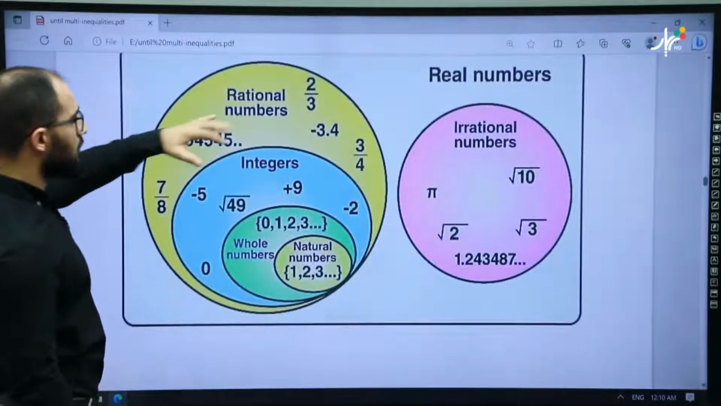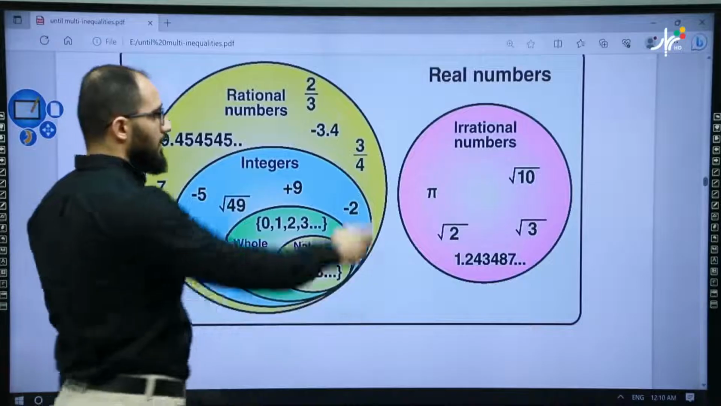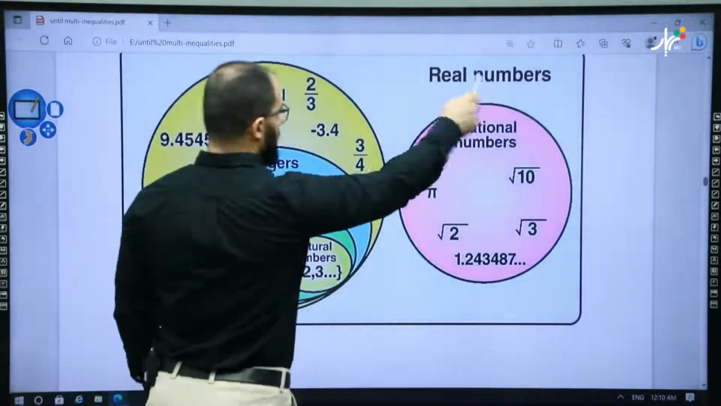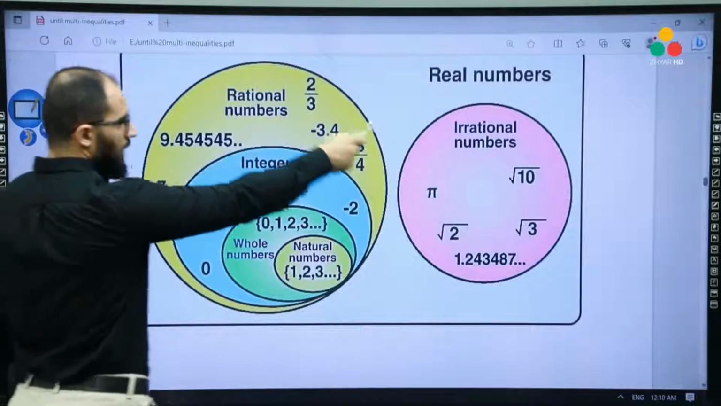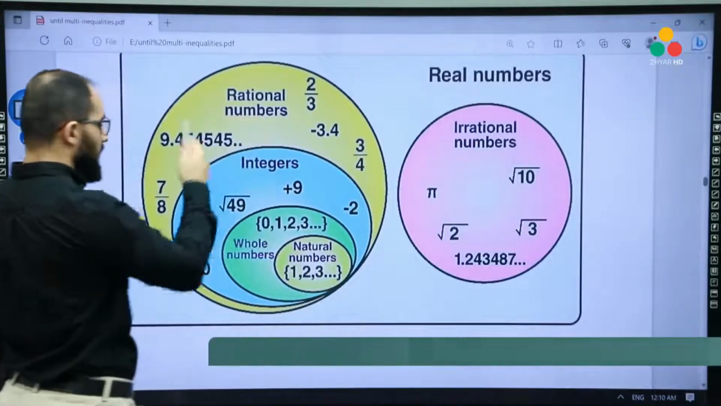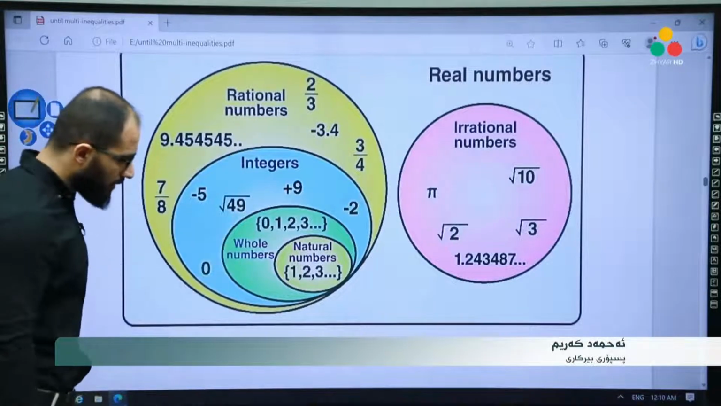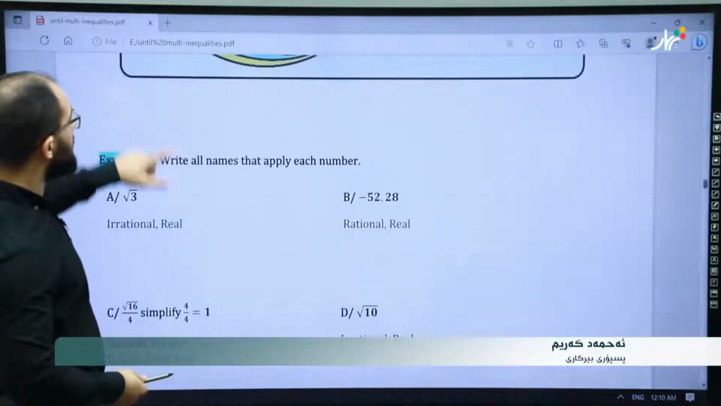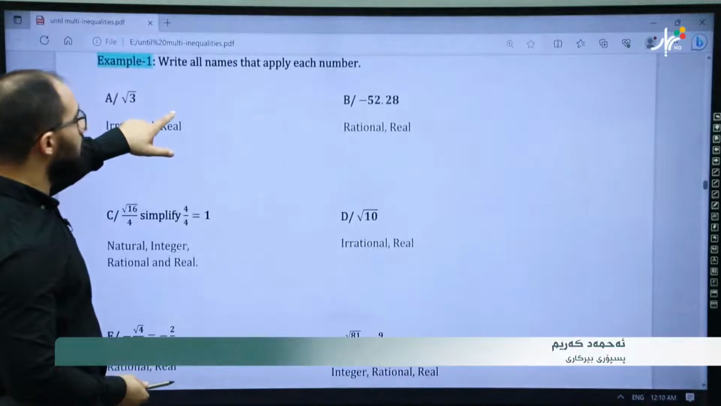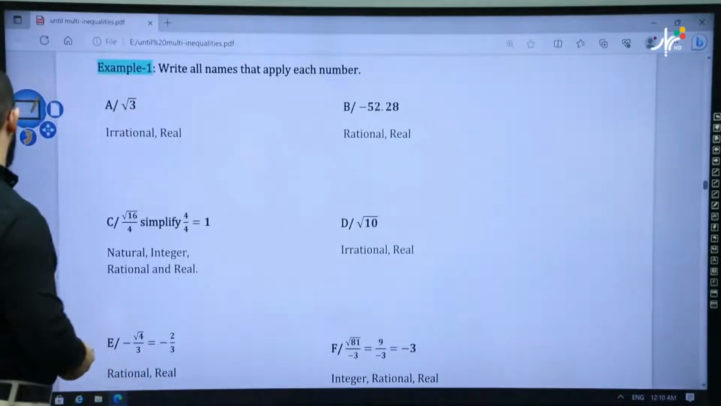So we have some questions. This is the picture that shows the set of numbers. You can see the real number is the big one. Then inside real numbers we have irrational numbers, rational numbers, and also we have whole numbers and natural numbers.